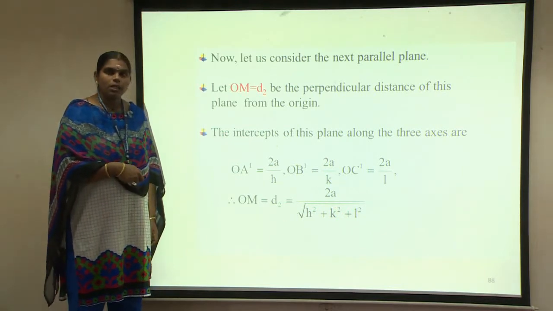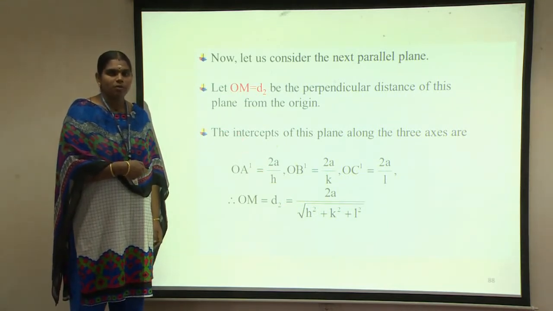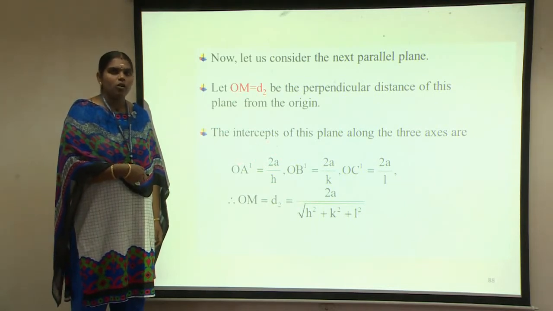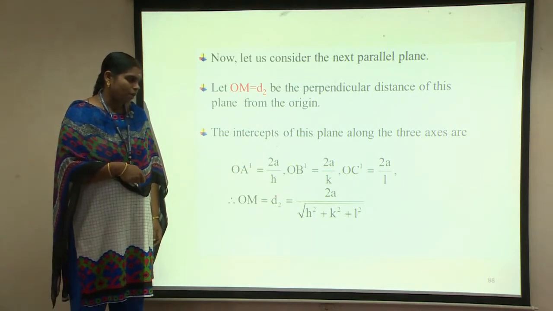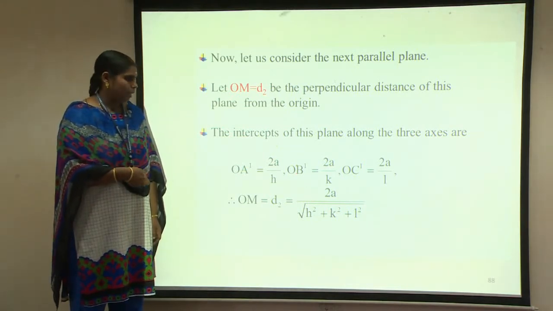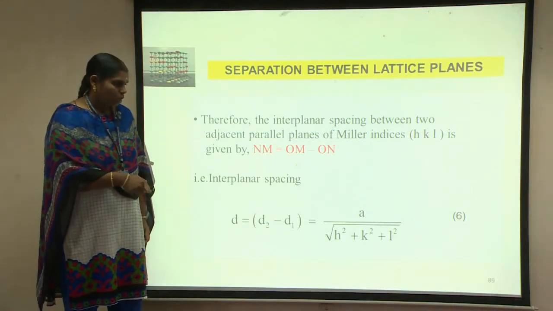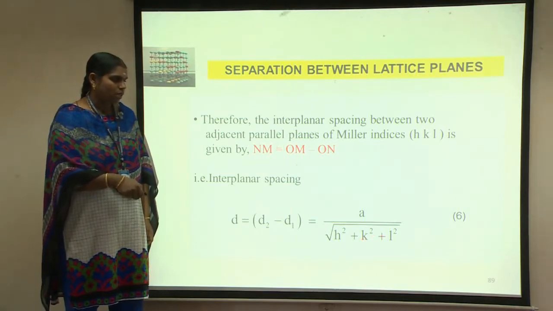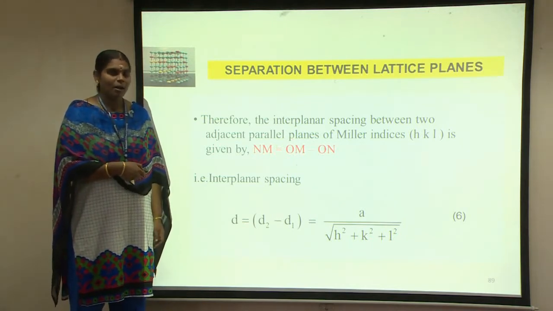So how are we getting this? Once again we use the direction cosine formula, cos square alpha dash plus cos square beta dash plus cos square gamma dash. By that we substitute the values for OM, the values of OA dash, OB dash and OC dash. We get the value as 2a divided by root of h square plus k square plus l square. So from this we can find the distance between the two planes ON and OM, which is d2 minus d1. Once again we get the same value, a by root of h square plus k square plus l square, which is the same as the distance of the plane from the origin.